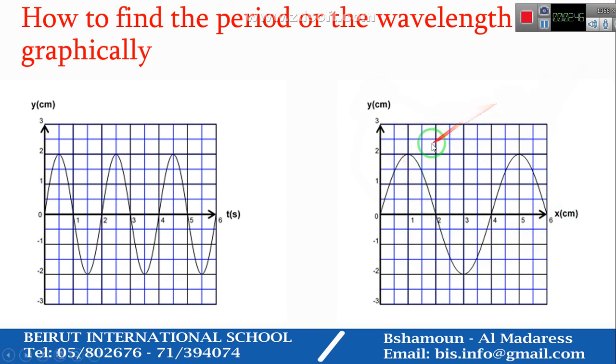If we start at the crest, this crest is at the distance 1 centimeter. The other crest is at the distance 5 centimeters. So the wavelength will be 5 minus 1, which is equal to 4 centimeters.